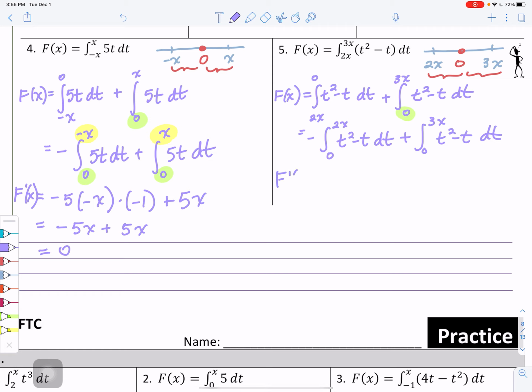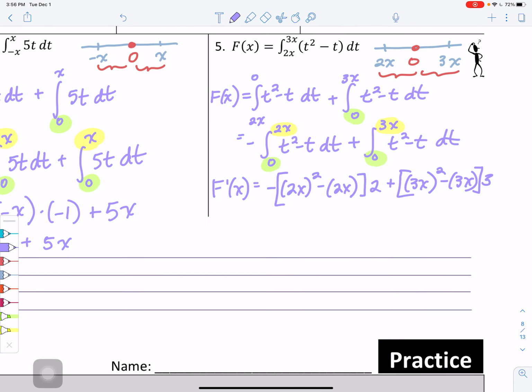So let's go. F prime of x is equal to, I need to grab that negative while it's there. Again, let's check our lower limits of integration, our constants. Here are our upper limits of integration. So now we're going to plug 2x in. So it's 2x all squared minus 2x, and then we have to multiply all of that by a 2, because that's the derivative of 2x. Plus, now I'm going to plug in 3x, and then I have to multiply all of that by a 3. Not a problem.